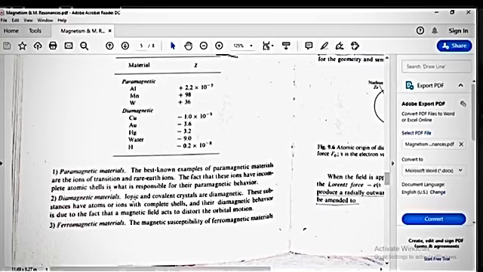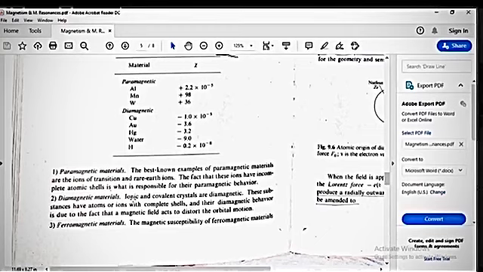So diamagnetic materials: ionic and covalent crystals are diamagnetic. These substances have atoms or ions with complete shells, and their diamagnetic behavior is due to the fact that a magnetic field acts to distort the orbital motion.